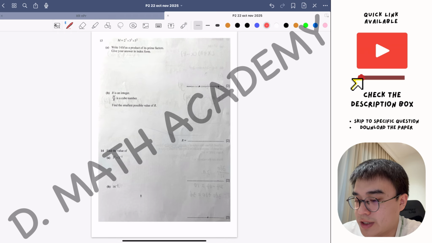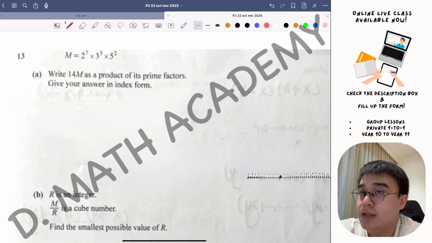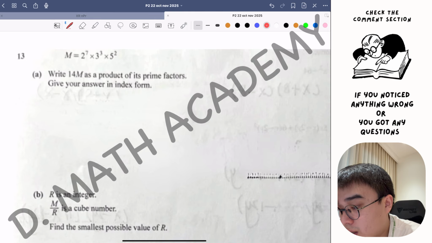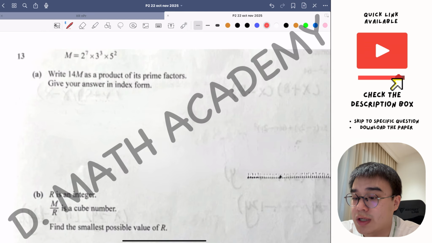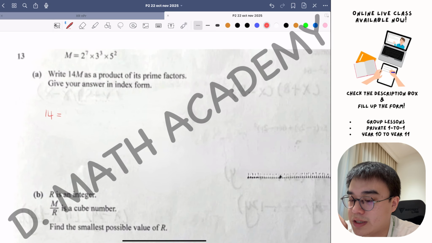Moving on to question 13. Okay, I think we're halfway through already. In question 13, they want us to find the product of its prime factors. They already gave us the M, so all you need to do is to work out your 14 here. 14 is basically 7 times 2.